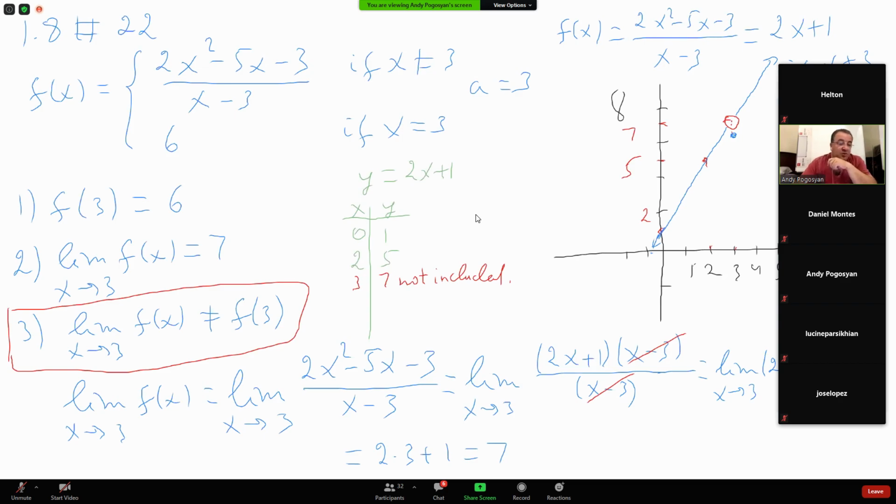Now the question was, what's the reason we have a discontinuity? And the third condition is broken. So the limit of f of x is not equal to the function value at 3. Okay, any question? So this is discontinuous, was the name? It has a discontinuity at 3, because the point is removed from the graph.